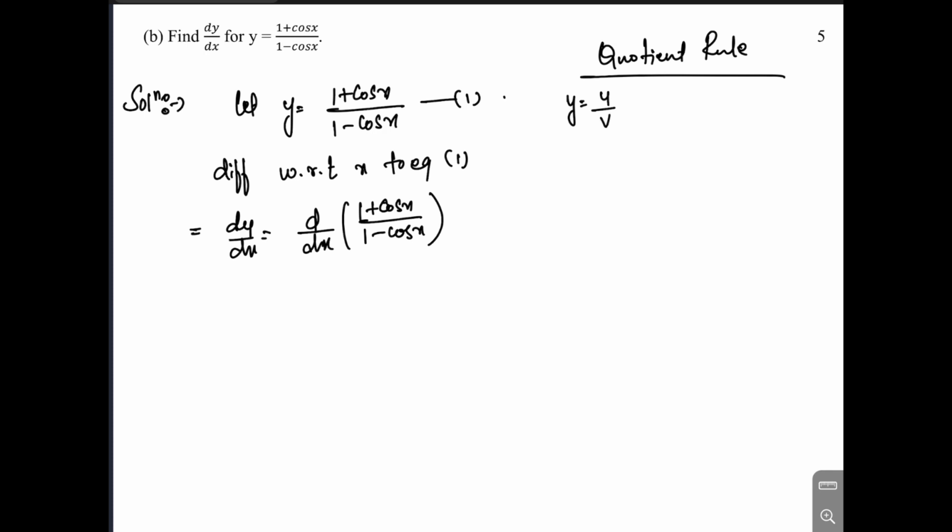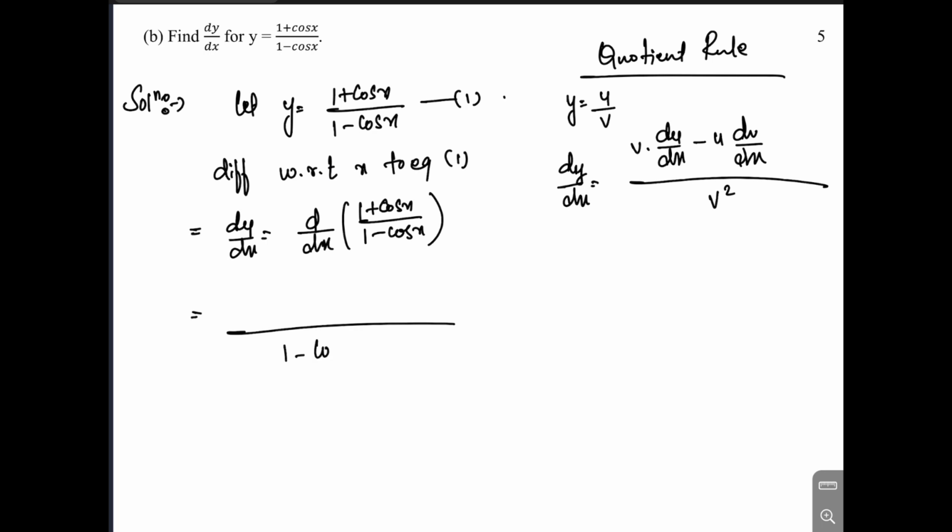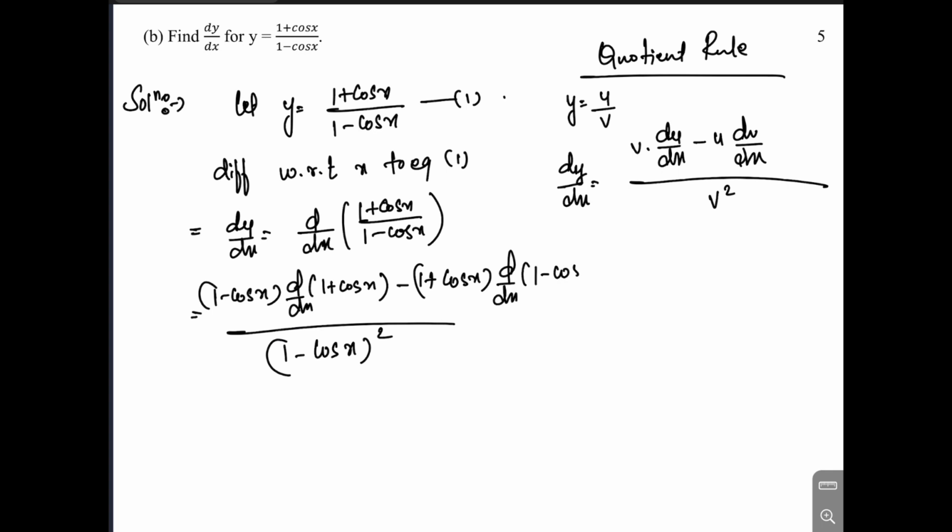y equals u by v. After differentiating we will get v into du by dx minus u into dv by dx, all over v square. Now let's try to use the formula here. 1 minus cos x whole square, 1 minus cos x d by dx of 1 plus cos x, again minus 1 plus cos x, differentiation of 1 minus cos x.